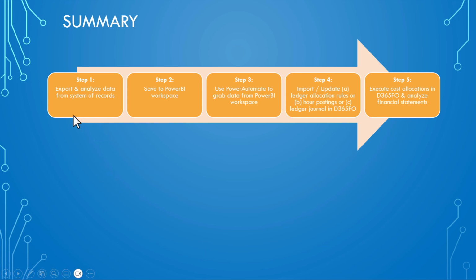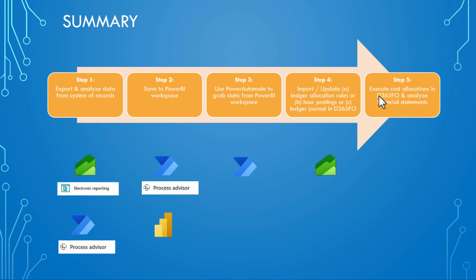So from left to right, we export and analyze the data with the help of electronic reporting, save it to a Power BI workspace, use Power Automate to grab the data from Power BI, from the workspace, from the dataset, and then use different ways to allocate that in order to analyze the data in financial statements. Here are the different tools that I used.